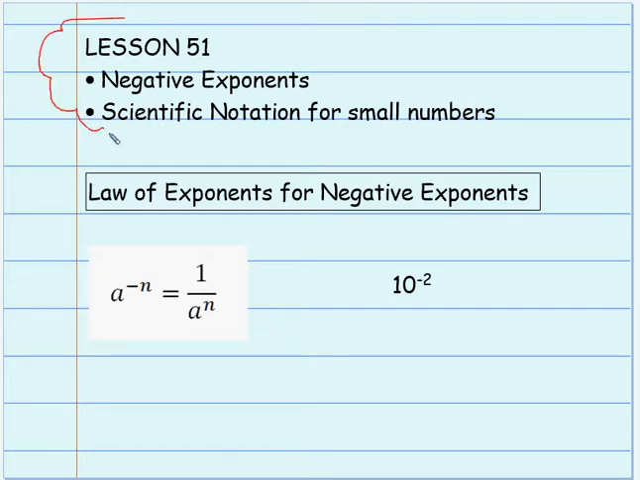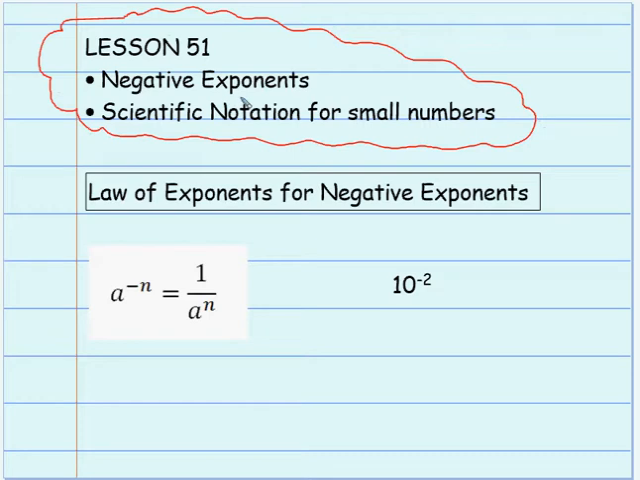This is Course 3, Lesson 51. Today we'll talk about negative exponents and scientific notation for small numbers. Okay, so we've already talked about scientific notation for large numbers, but in order to talk about small numbers with scientific notation, we have to learn about negative exponents.